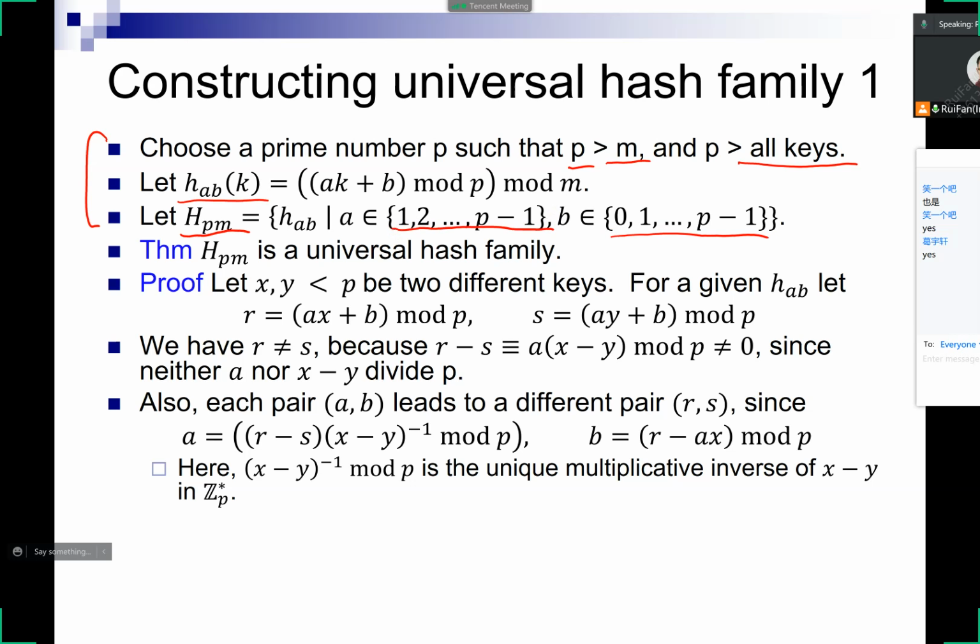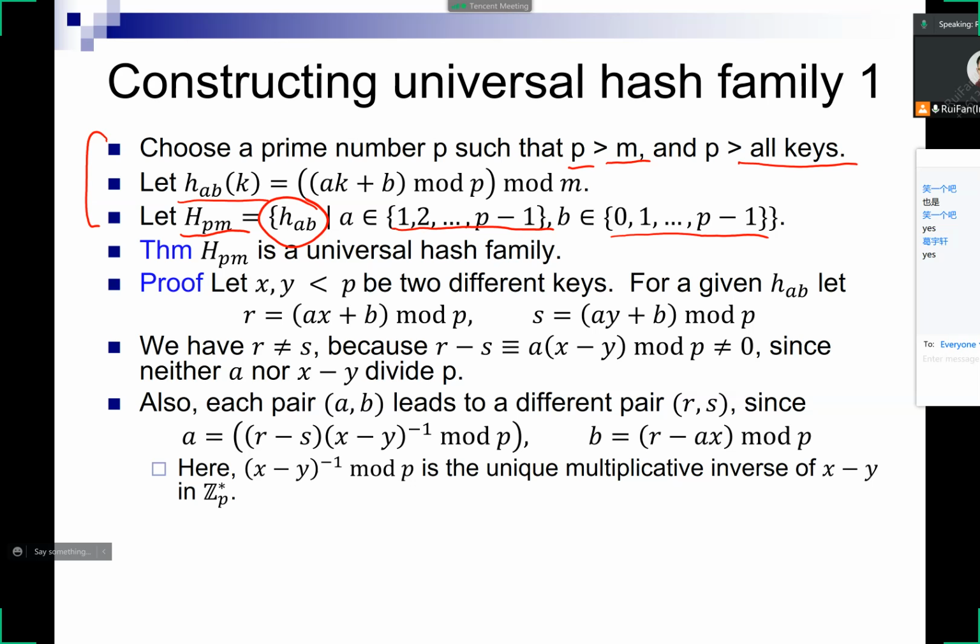Okay. So in total, there are p minus 1 values for a, and there are p values for b. So in total, there are p times (p minus 1) possible values for h_ab. So we have p times (p minus 1) different hash functions in this universal hash family, H_pm. Okay, does that make sense? Any questions about this? Okay, so we have this large set of hash functions. And then, again, the way to use this is that we're just going to pick a random function out of this large H_pm set.